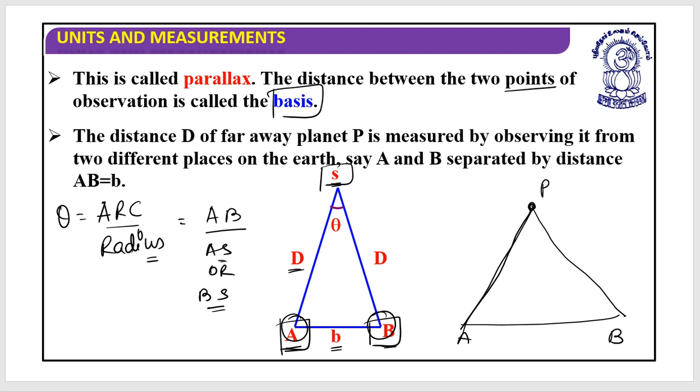So what is our requirement? I need to find the distance of that planet from the Earth, which is AS or BS. If I know the value of theta and I know the value of AB, I can calculate this very easily.